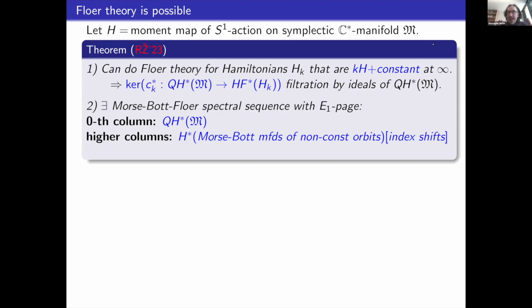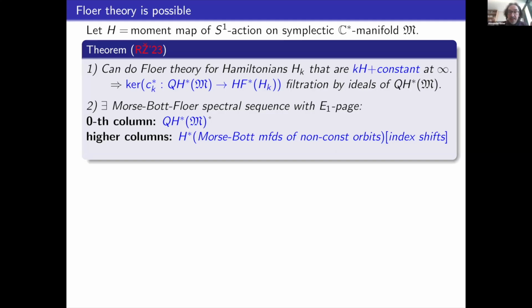These orbits that we're getting, first of all, because we have a time-independent flow, they will arise in S1 families. But in fact, they often arise in quite large families. So we have these Morse-Bott manifolds of one-periodic orbits. And as we make the Hamiltonian grow, we get more and more of these Morse-Bott manifolds appearing at infinity. The constant orbits that are in the inside of our manifold just give rise to our ordinary Morse complex. So it calculates ordinary cohomology, or as a ring, it gives us quantum cohomology. That's the zeroth column of the E1 page of the spectral sequence.